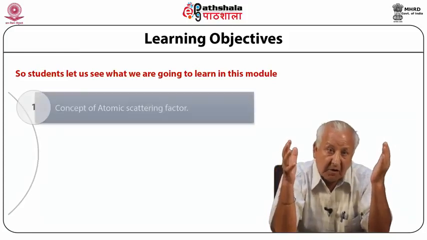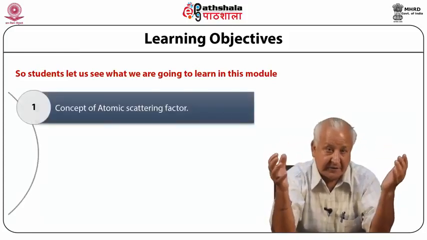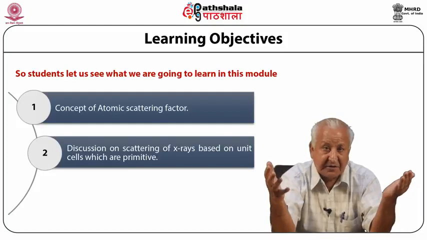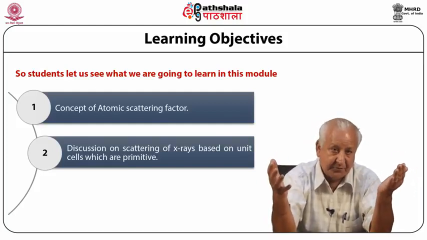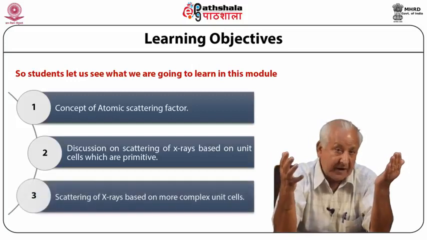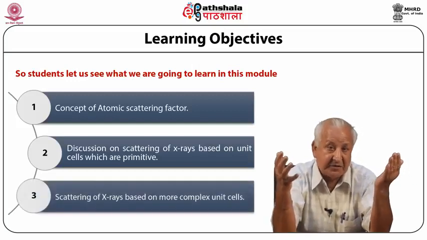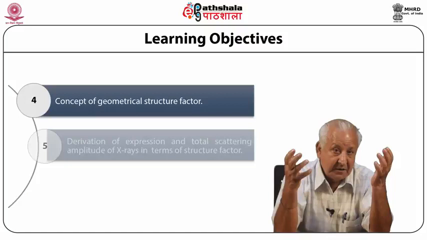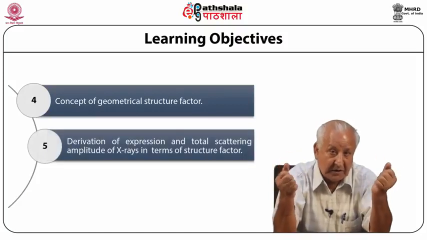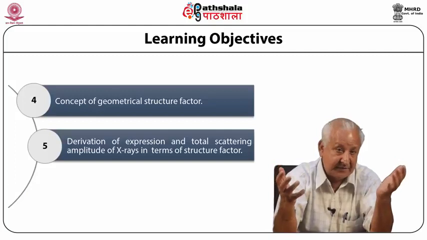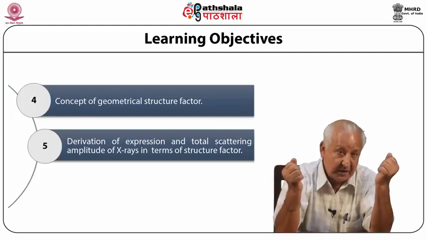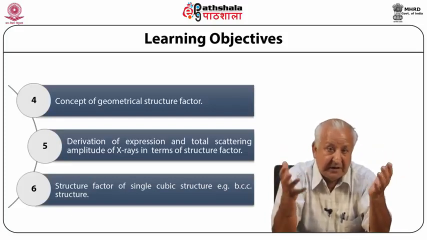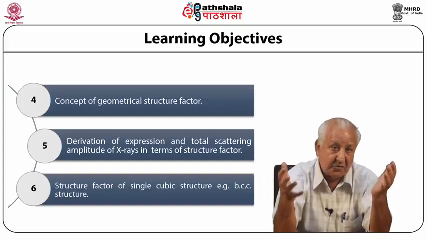We will get the concept of atomic scattering factor. We will have a discussion on scattering of X-rays based on unit cells which are primitive. We will be discussing scattering of X-rays based on more complex unit cells, the concept of geometrical structure factor, derivation of expression and total scattering amplitude of X-rays in terms of structure factor of single cubic structure, namely BCC structure, body-centered cubic structure.